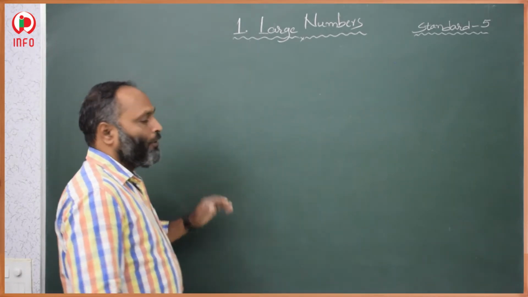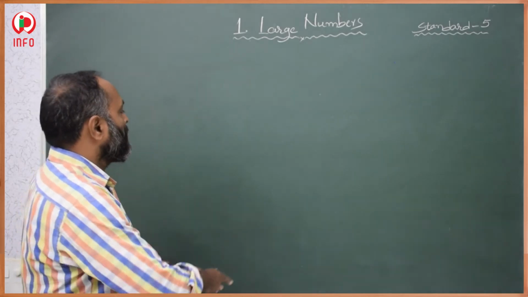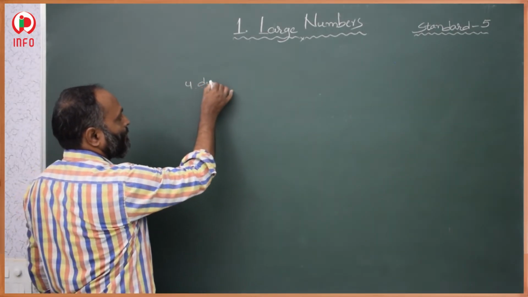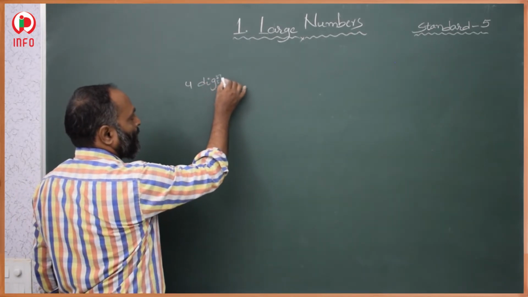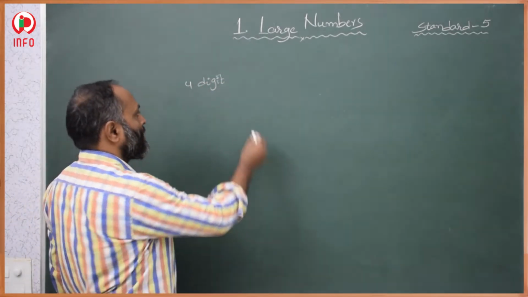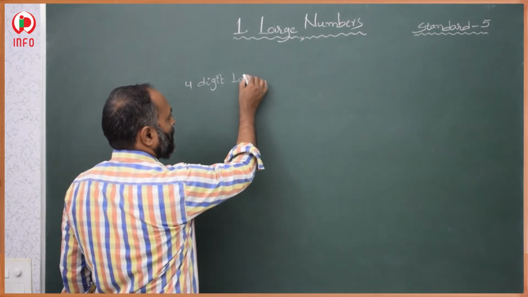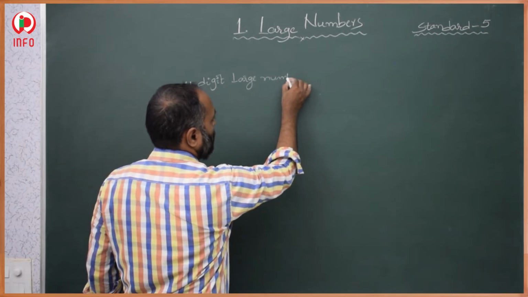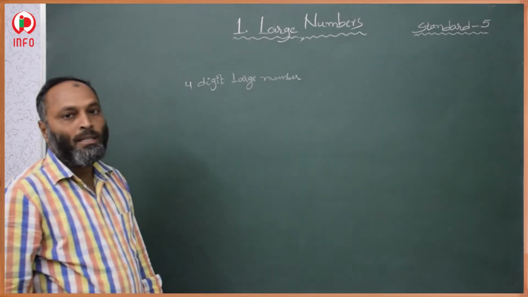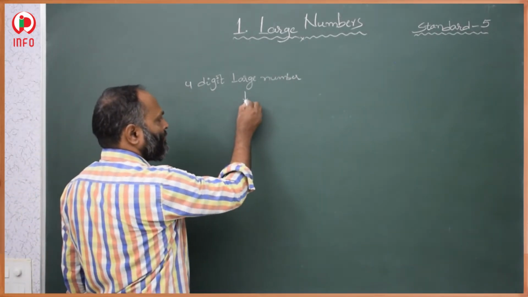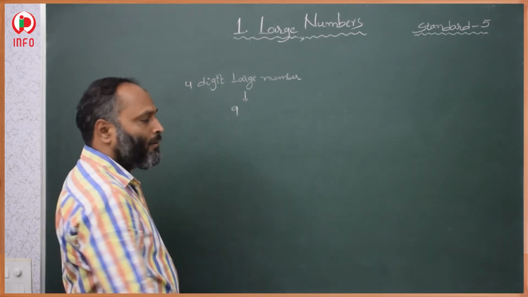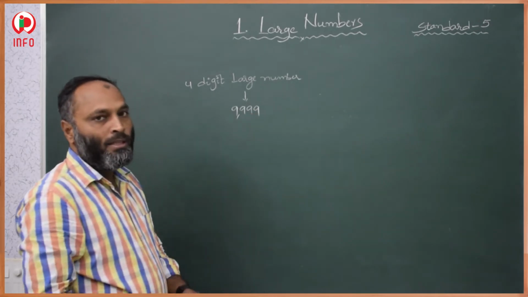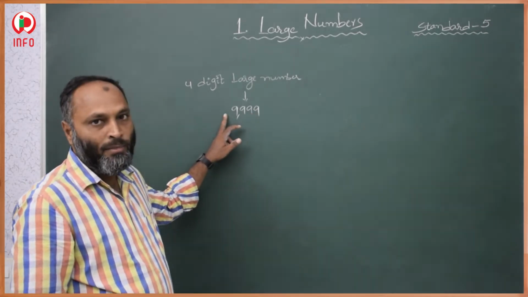Before that, we start from the 4-digit number. The 4-digit largest number is 9,999.